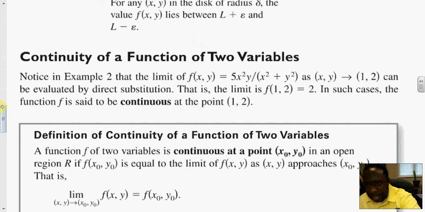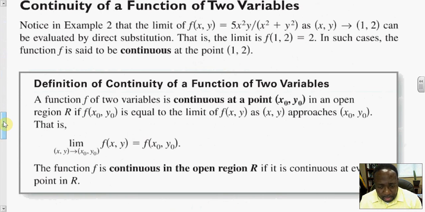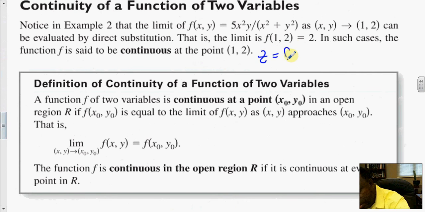Likewise, we discussed the continuity as well. A function is continuous in the three space, where x and y are said to be the independent variables, and z, or the function f, said to be the dependent variable. A function is continuous, the same definition as before from calculus 1, if the limit of the function as x and y approach x naught, y naught is actually the function value at x naught, y naught.